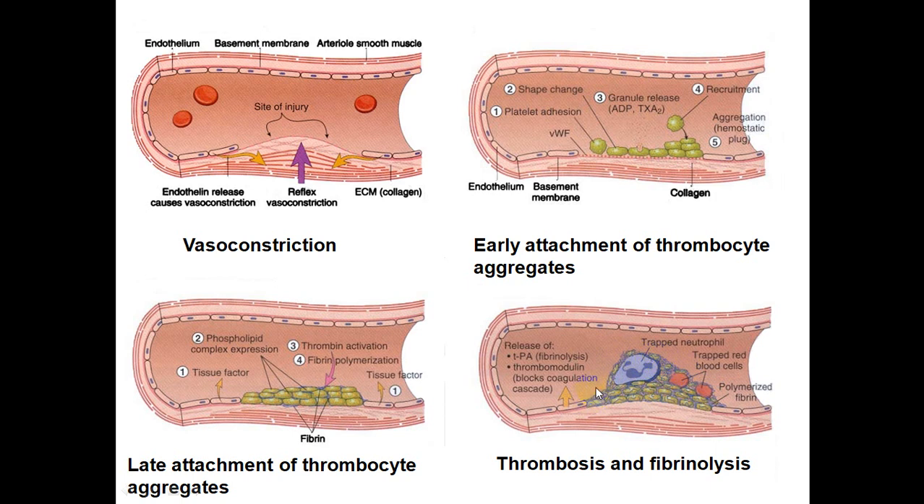So to make sure this fibrin network or thrombus does not expand so much, there will be fibrinolysis. However, sometimes the fibrinolysis cannot happen because the process of damage occurs chronically.